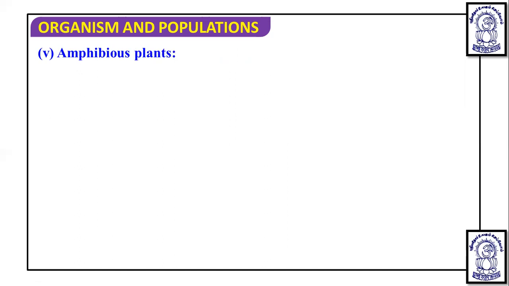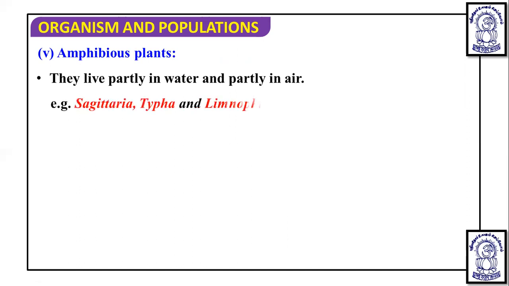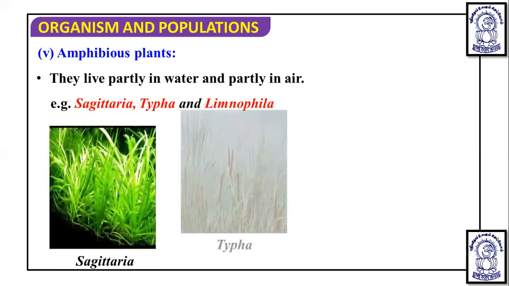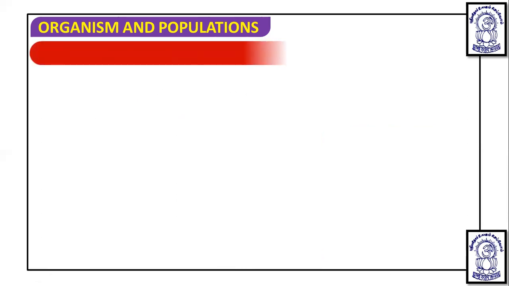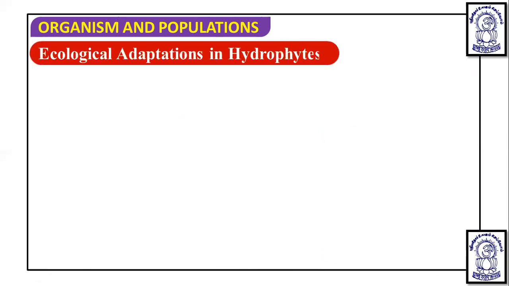And the last group of plants are the amphibious plants. Amphibious plants live partly in water and partly in air. Because of their amphibious nature, they are known as amphibious plants. Sagittaria, Typha, and Limnophila are the amphibious plants. After the five categories, if we see, there are some ecological adaptations in the hydrophytes.